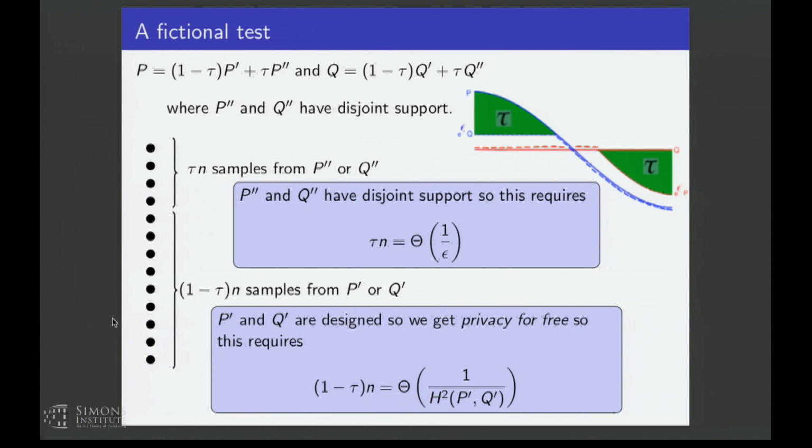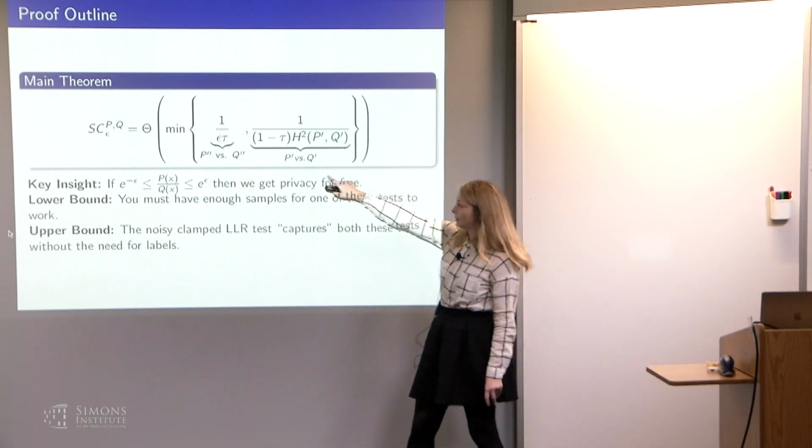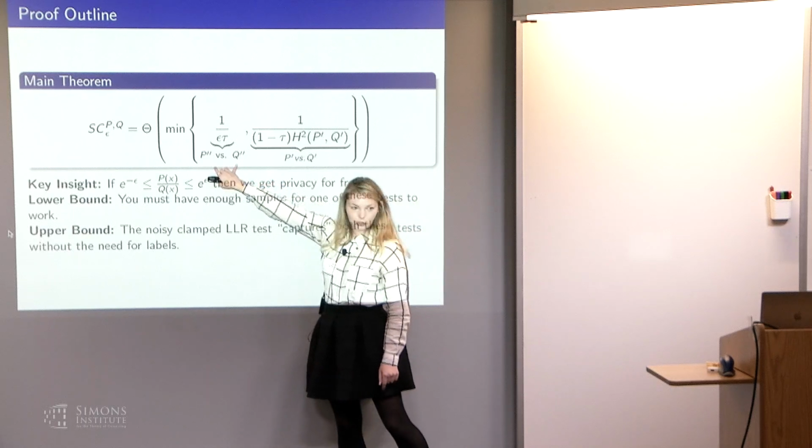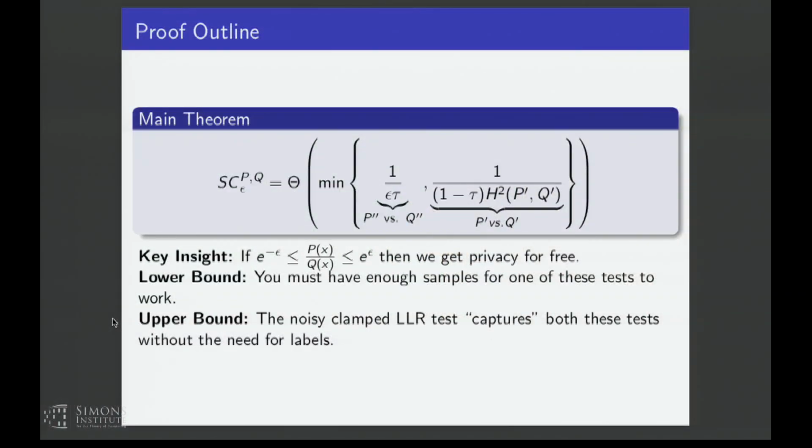And to decide between P prime and Q prime, we'll see this a little bit later, these are designed so that I get privacy for free, which is going to be the first step of our proof. What that means is that the sample complexity to determine between them is 1 over the Hellinger distance squared of P prime and Q prime. Together, remember this was our sample complexity before, and we can rewrite this as the minimum of these two terms, where the first term comes from determining between P double prime and Q double prime, and the second term from P prime and Q prime. As soon as you solve one of these problems, you've decided between P and Q. And so this is our fictional test.